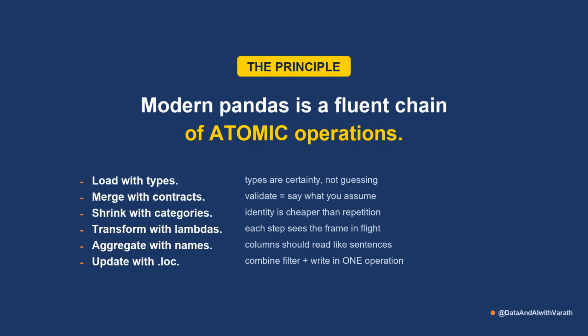The principle bigger than pandas. Modern pandas is a fluent chain of atomic operations. Every step declares its intent. Load with types, merge with contracts, shrink with categories, transform with lambdas, aggregate with names, update with .loc. Each of these has an equivalent in SQL, in Spark, in Polars, in DuckDB.